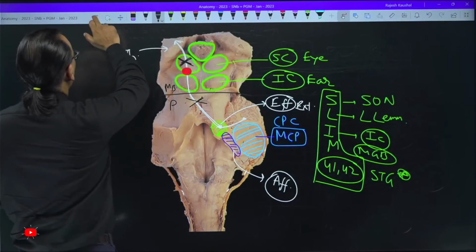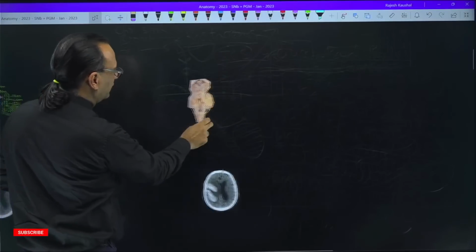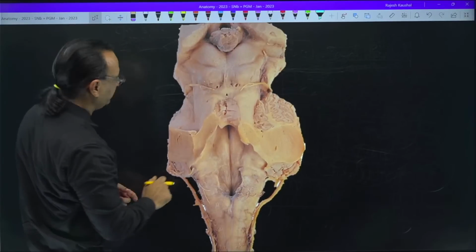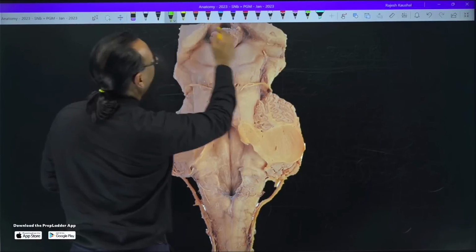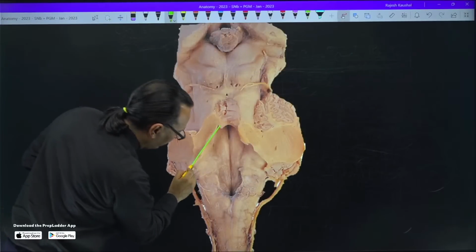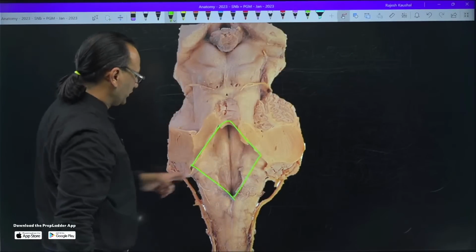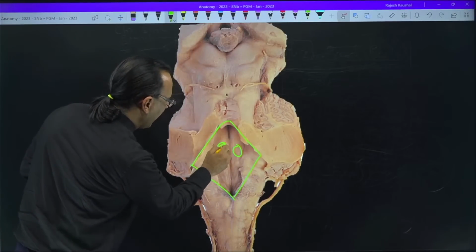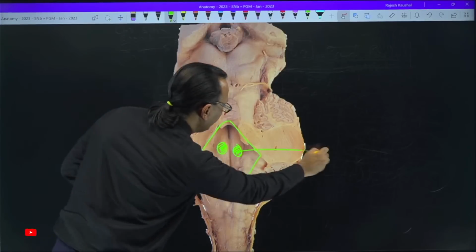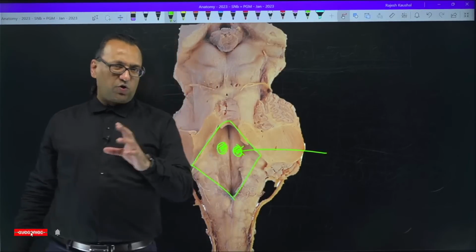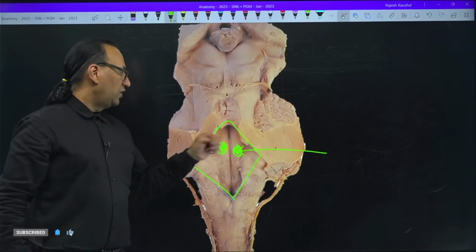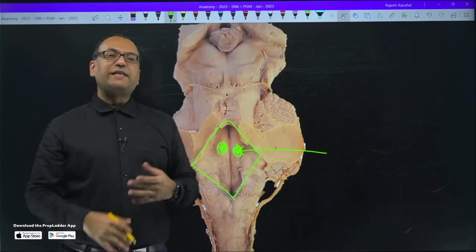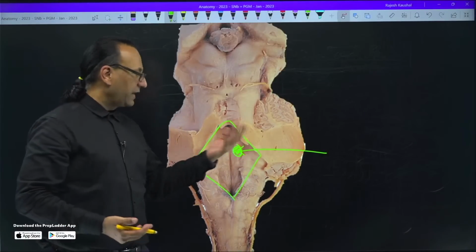Now there is one other question which came. Let me show it here at the floor of the fourth ventricle, because what you see now is basically the fourth ventricle. So there was a question at the floor of the fourth ventricle. There is a rounded elevation, and what will happen if there is a lesion of this rounded elevation? So the NEET PG question will be, facial colliculus is produced by, and you will say facial colliculus is produced by the axons of facial nerve. That is why it is called facial colliculus.